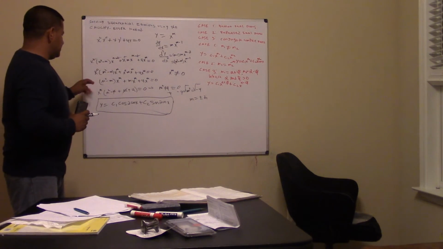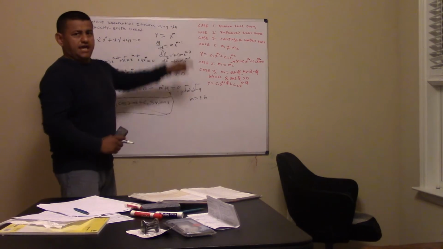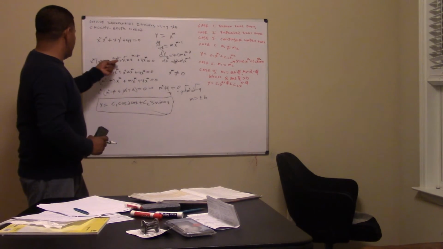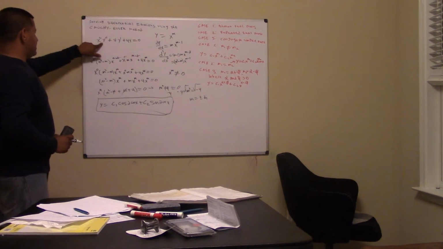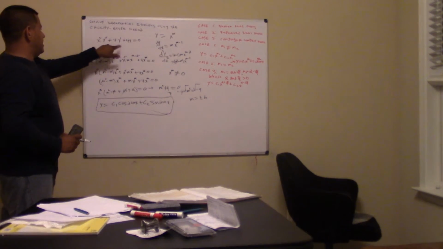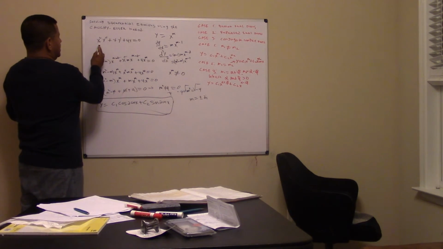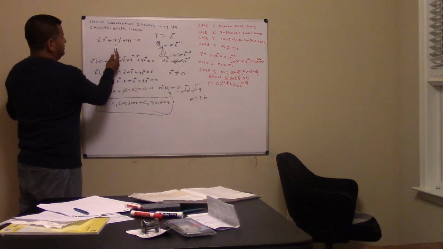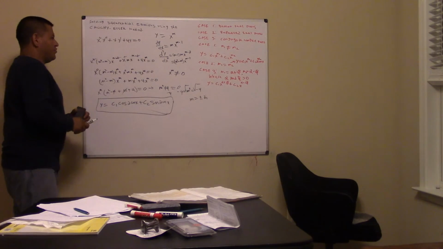You notice that the reason why we let y equal x to the m is because we need to get rid of those exponents in front of the derivatives. See how we had x squared in front of the second derivative, and we have x to the 1 power in front of the first derivative. So that's why we need this method.